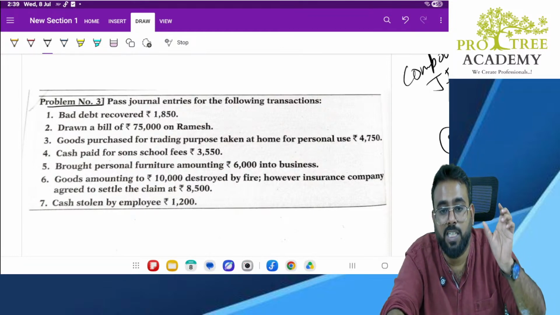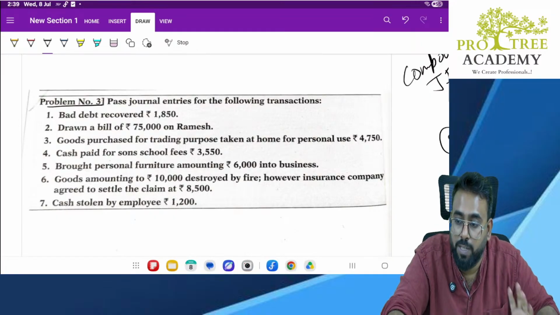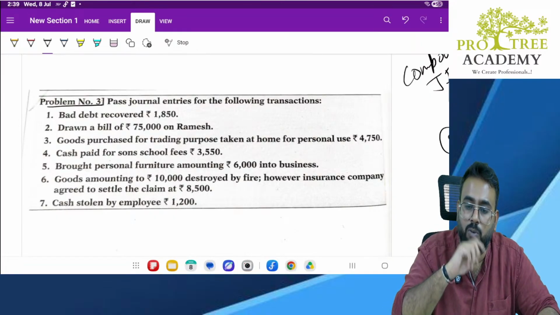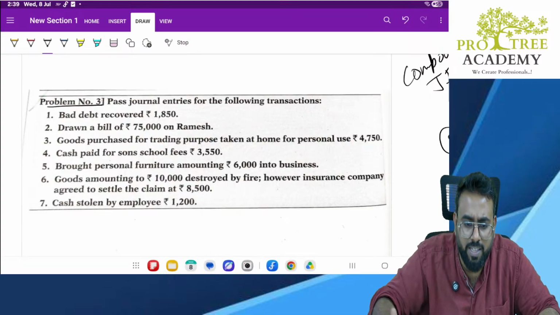Understanding? This is called discounting of bills of exchange. What? Discounting of bills of exchange. Now, sir, what is the whole idea behind this? What is the process? Why do we have to follow all this process?